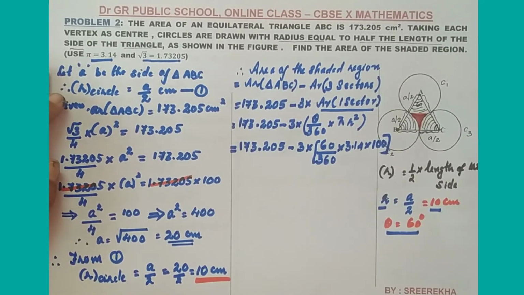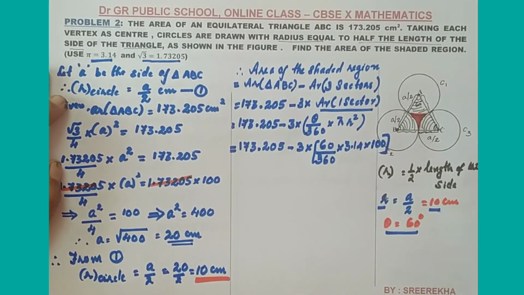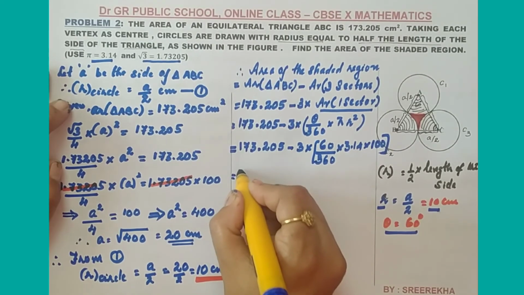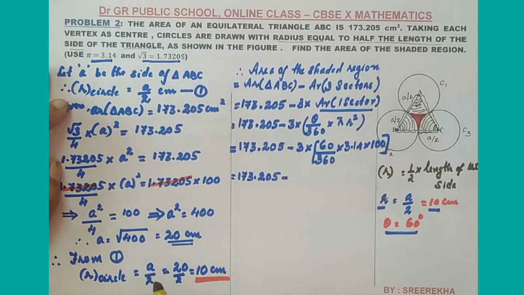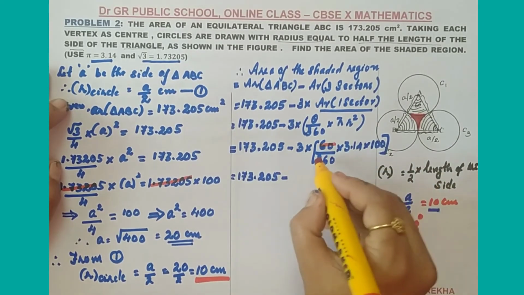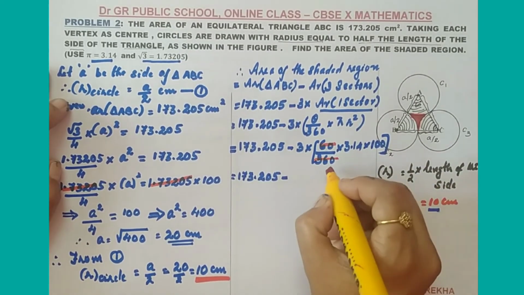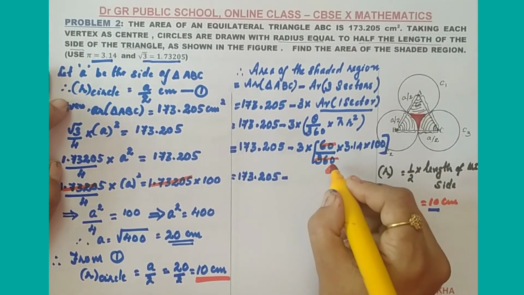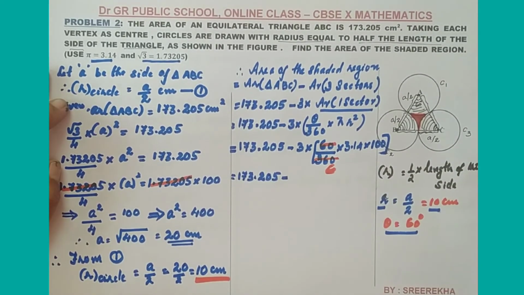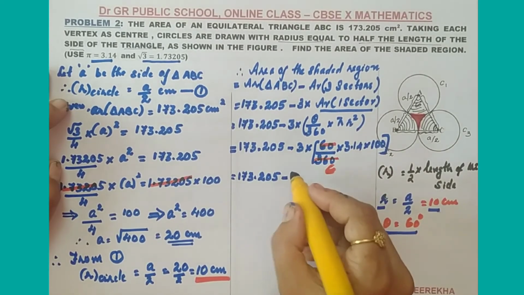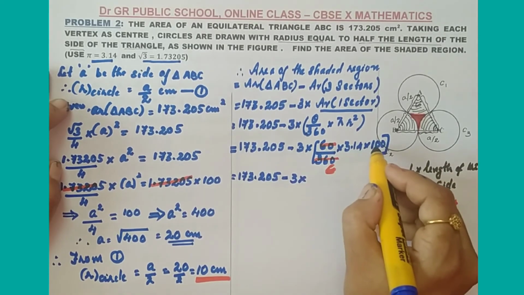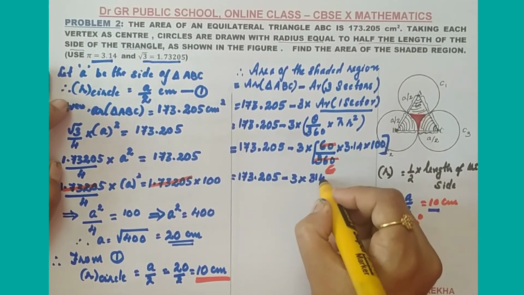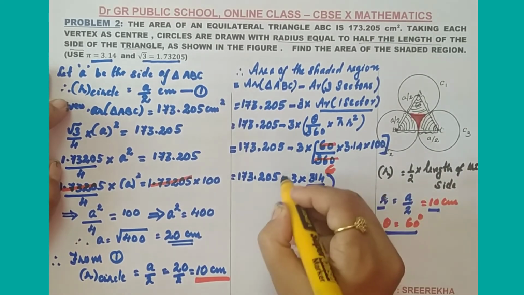Now I am going to make a cancellation here. Keep the 173.205 there, minus. I am going to make the simplification here. 60 cancels with 360, 6 times. Now the remaining I am going to do like this: a 3 outside the bracket into, inside the bracket 3.14 into 100 gives 314 divided by 6. This much is the second bracket now.